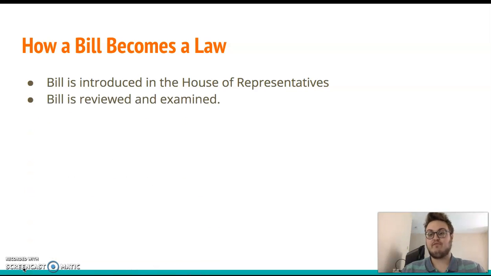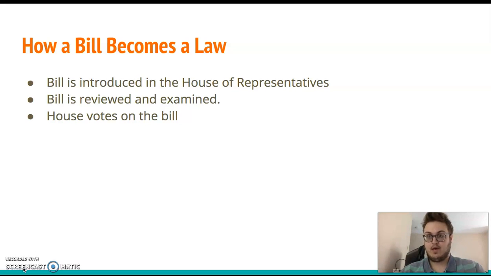The bill is then reviewed and examined in Congress. So they'll have committees, they'll have hearings where they go over and create what they think the law will be. So they'll come up with guidelines for the rules of the bill and law. Then the House or the Senate will vote on the bill. So they'll have a vote, and whoever wants this law to exist will vote yes.